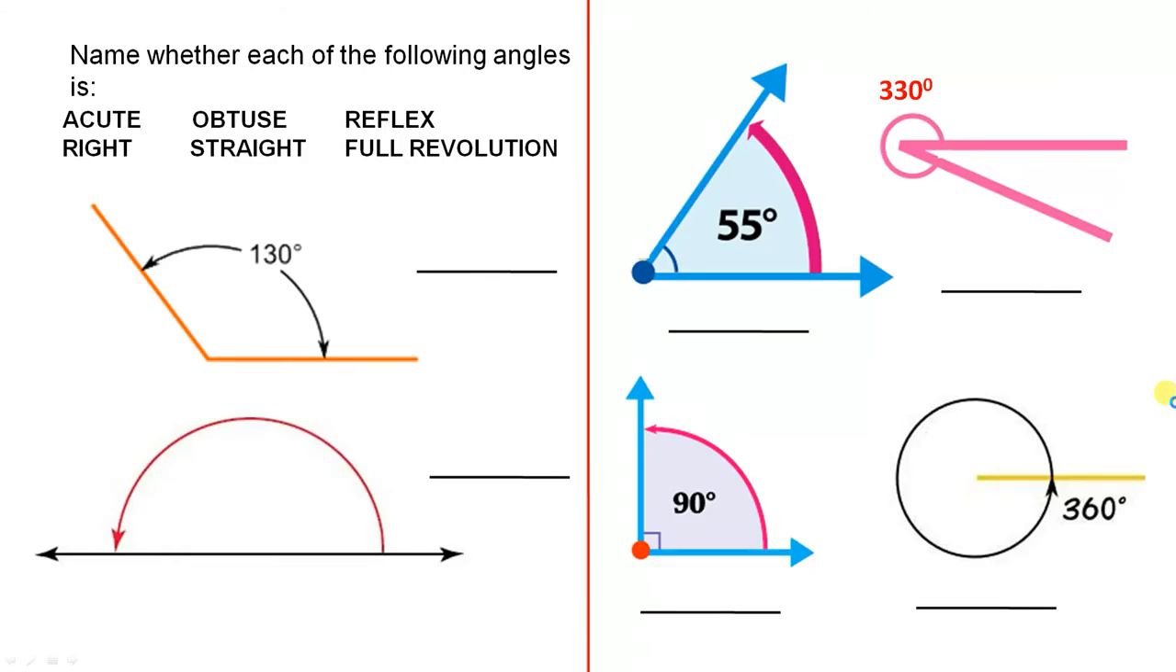Name whether each of the following angles is acute, obtuse, reflex, right, straight, or a full revolution. So you have 1, 2, 3, 4, 5, 6 different types of angles, and you are to name each of those angles, and you have the choices there in front of you.